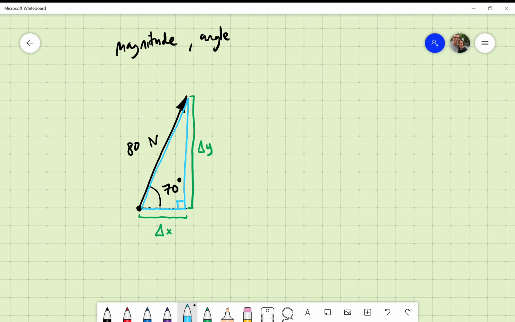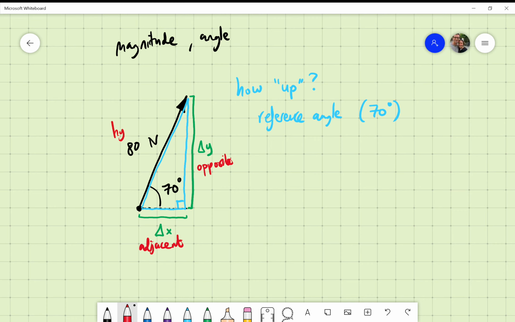So if the question is, like, how up is this 80 Newton vector? Well, we're going to think about this and say, all right, we have a reference angle. It's the 70 degrees. Therefore, because that's the 70 degrees, this leg must be the opposite side. This leg must be the adjacent side. This is, of course, always the hypotenuse. Never changes.